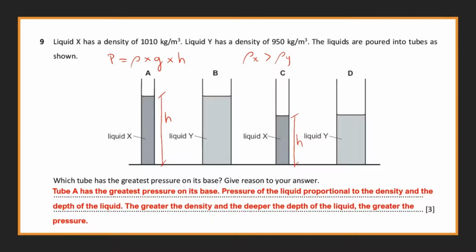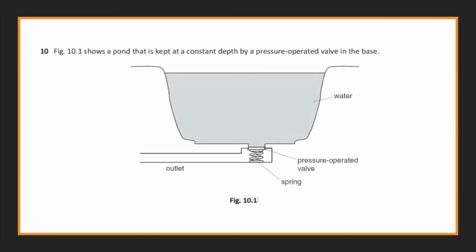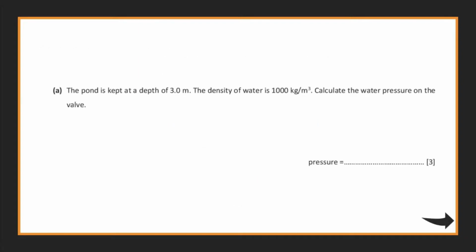Okay, now let's continue our discussion to number 10. Figure 10.1 shows a pond that is kept at a constant depth by a pressure-operated valve in the base. (10A) The pond is kept at a depth of 3 meters. The density of water is 1000 kg per meter cube. Calculate the water pressure on the valve.